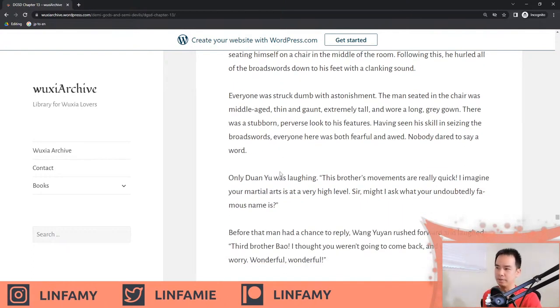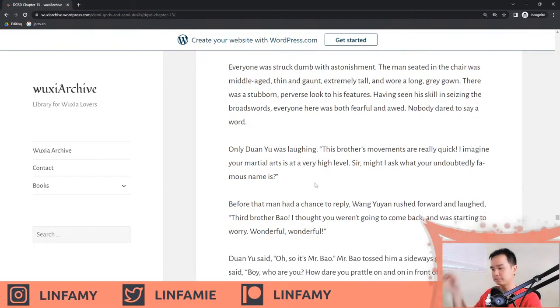Everyone was struck dumb with astonishment. The man seated in the chair was middle-aged, thin and gaunt, extremely tall, and wore a long gray gown. There was a stubborn, perverse look to his features. Having seen his skill in seizing the broadswords, everyone here was both fearful and awed. Nobody dared to say a word. Only Duan Yu was laughing.